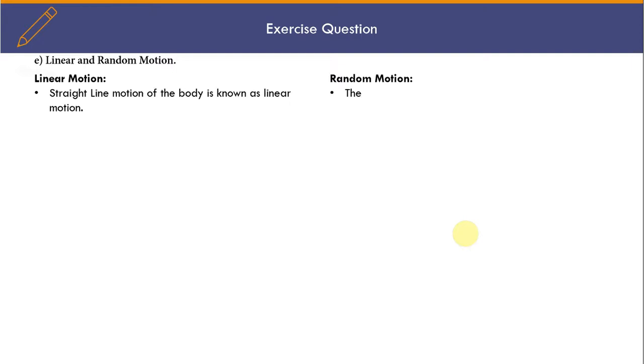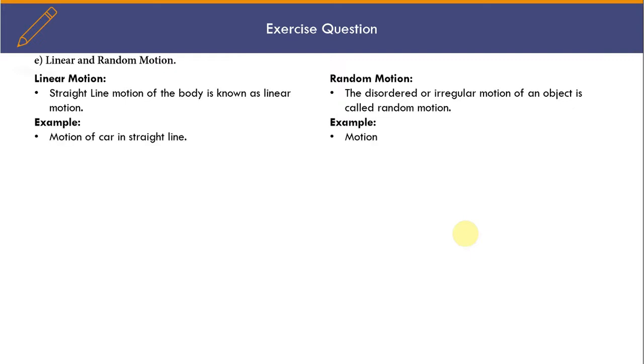E है लीनियर एंड रैंडम मोशन. Straight line motion of a body is known as linear motion, or the disordered or irregular motion of an object is called random motion. Example है इसकी: motion of a car in a straight line, और random की है motion of gas molecules. F है scalars and vectors.